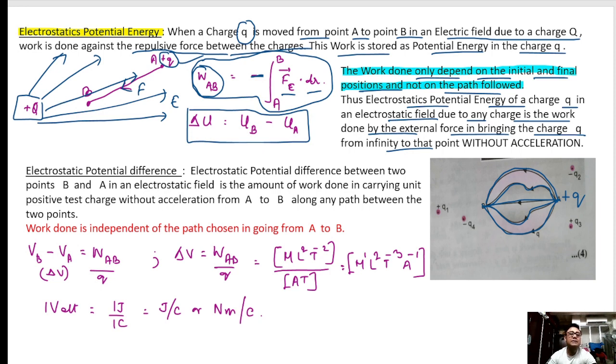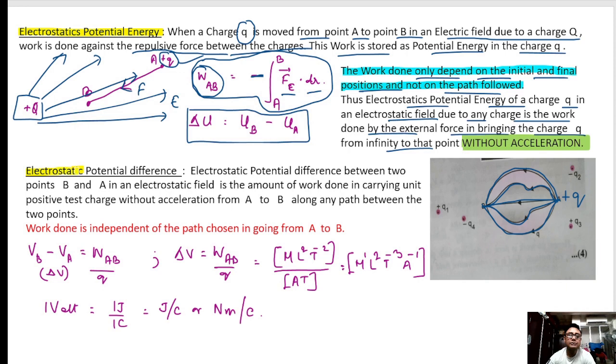Okay, and please remember, the work which will be done, this will be without any acceleration of the charge. Please mind it here, without any acceleration of the charge. Please watch here, you cannot have any acceleration when you are moving the charge from any point to any other point. Clear? Very important point.